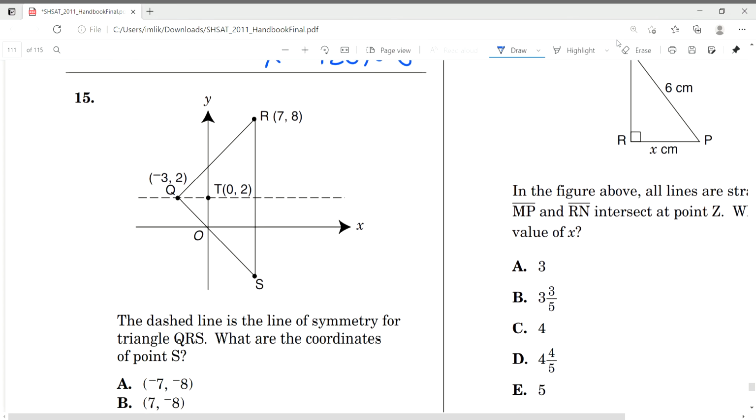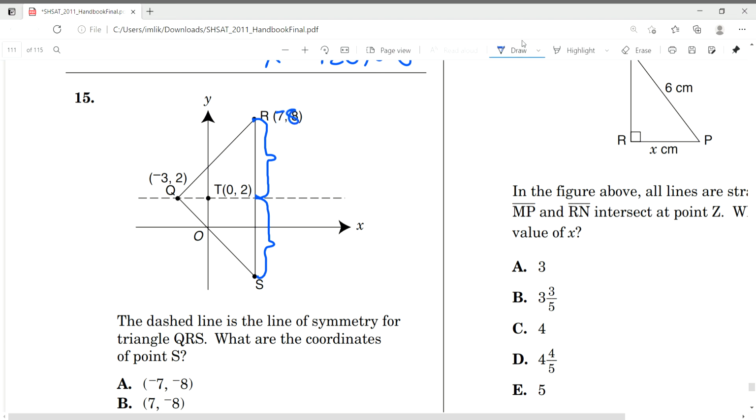Number 15. The dashed line is the line of symmetry for triangle QRS. What are the coordinates of point S? What a line of symmetry says is that the distance from here to here is going to be the same distance from here to here. So what is the distance from here to here? Well, technically we don't need the horizontal distance, so we're only looking for the height distance. So what is the difference in height?